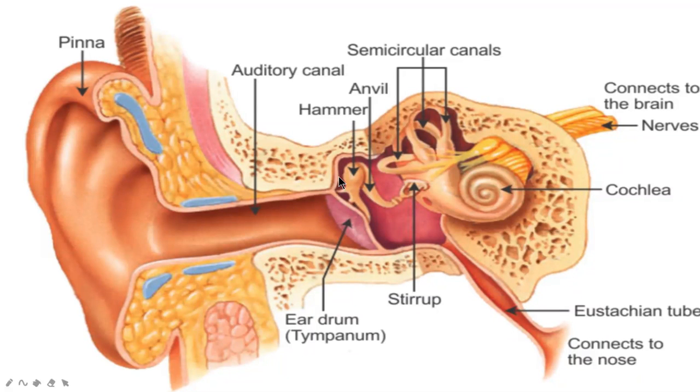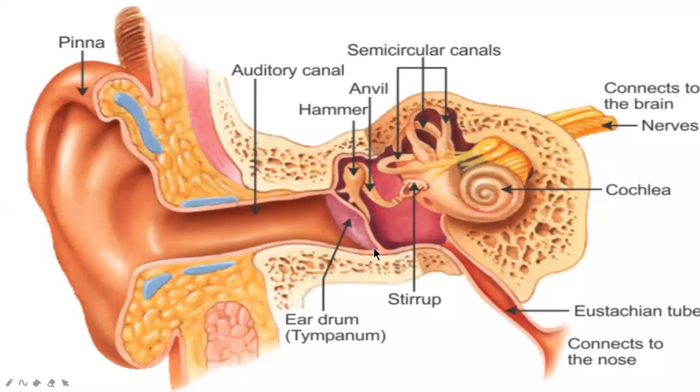This ends at the ear canal. This is the portion where the air vibrates and strikes the eardrum. Then there are three bones. Number one is the hammer, number two is the anvil, and number three is the stirrup. These are the names of the three bones: hammer, anvil, and stirrup.